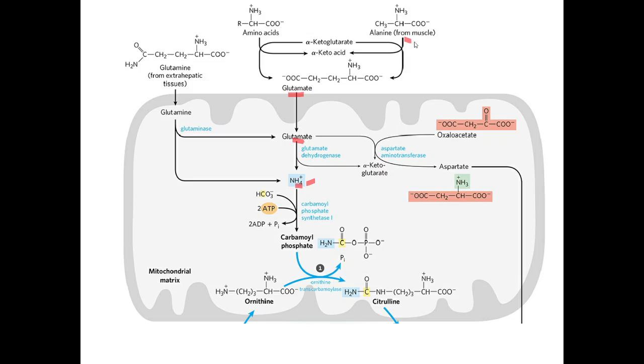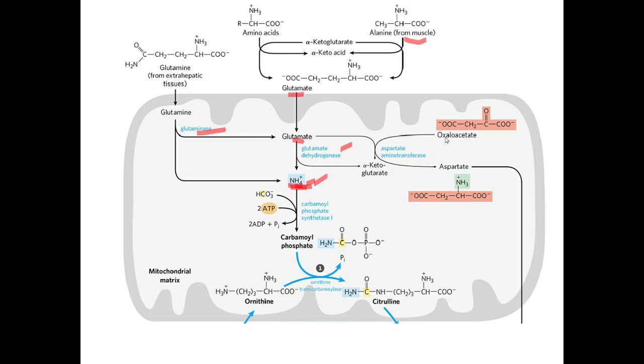Again, in the muscle, we have seen the glucose alanine cycle. Here glutamate can be formed, and it can act as a source of ammonia. So basically, here we are seeing the sources of the ammonia. Glutamine is one source, glutamate is another source. Glutaminase is one enzyme, another is glutamate dehydrogenase. And now we are getting ammonia here.